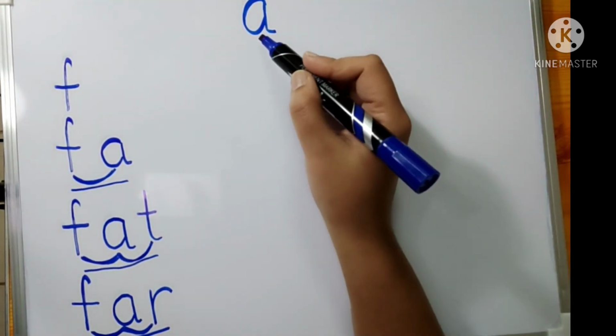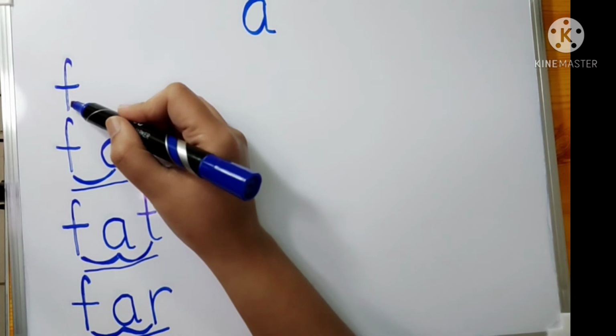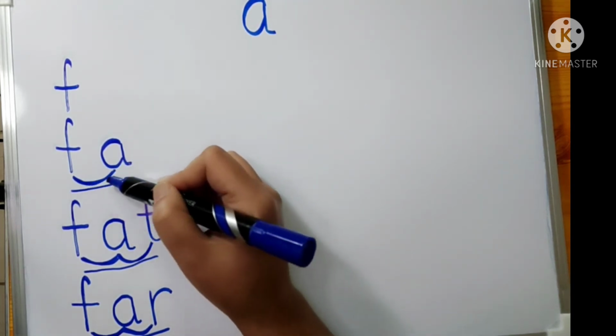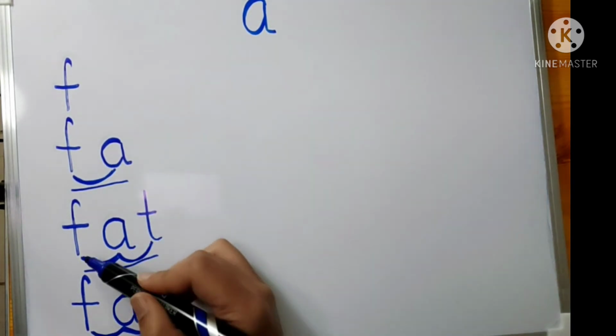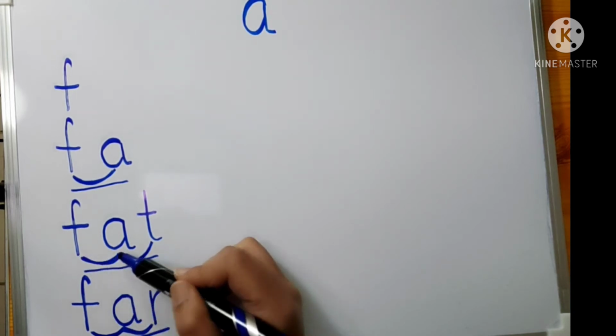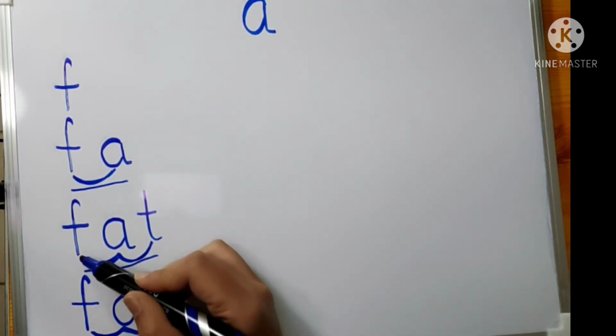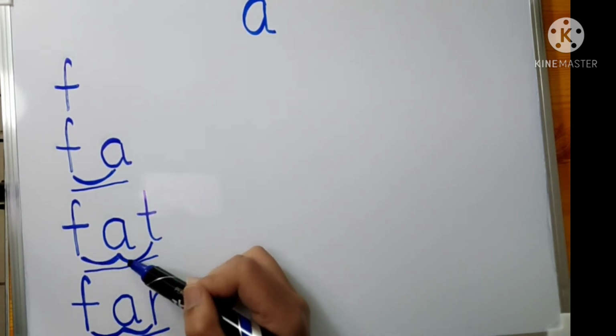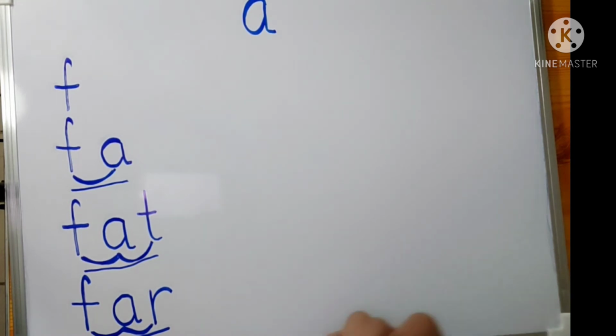Again, short vowel sound a. This is a consonant. We blend f and a makes fa. So we make three-letter words. F and a makes fa, we add t, fat. Next one. F and a makes fa, then add r. Far.